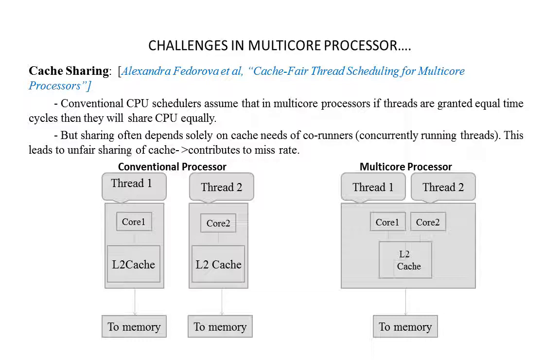I came across an interesting scheduling algorithm by Dr. Alexandra Fedorova named the cache fair algorithm. It redistributes CPU time to threads to account for the unequal cache sharing. If a thread's performance decreases due to unequal cache sharing, it gets more time and vice versa.